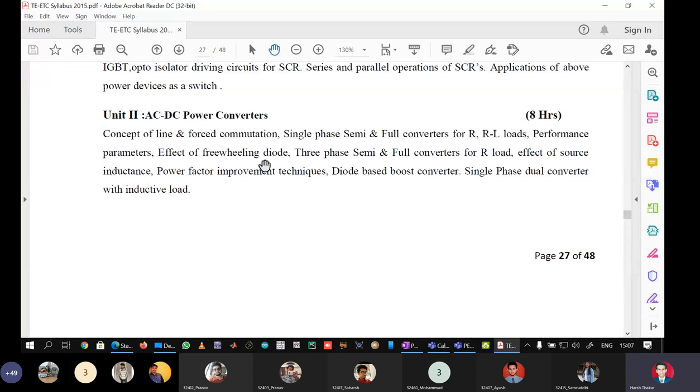And if we see, there is a symmetry between the single phase and three phase topics. In single phase we have semi and full converters for R and RL load. Similarly, in the three phase section we have semi and full converters. The only difference is that in three phase converters we have to study only R load and not RL load.